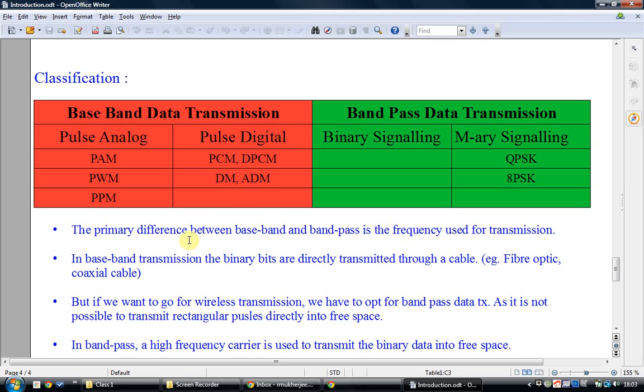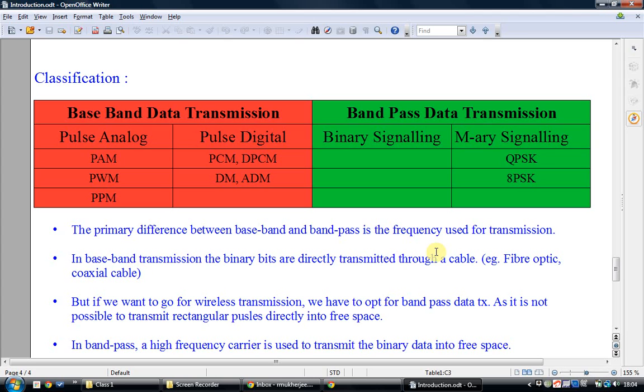The primary difference between these two categories is the frequency which is used for transmission. In the baseband data transmission, we directly transmit the rectangular pulses over a cable. That cable may be anything, a fiber optic cable or coaxial cable. Whatever binary bits we have, we directly transmit through those cables.